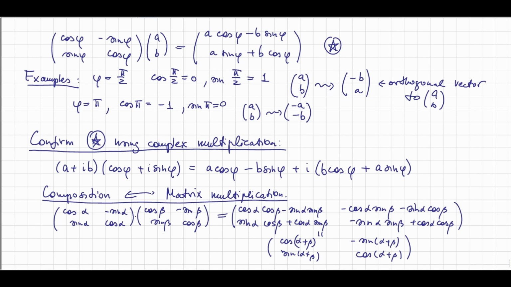We form this matrix cosine phi, minus sine phi, sine phi, cosine phi, by putting as a first column cosine phi, sine phi, the image of the first unit base vector, and as the second column minus sine phi, cosine phi, the image of the second vector in this standard basis. So this is a connection between rotations in the plane and 2 by 2 matrices with cosine and sine.